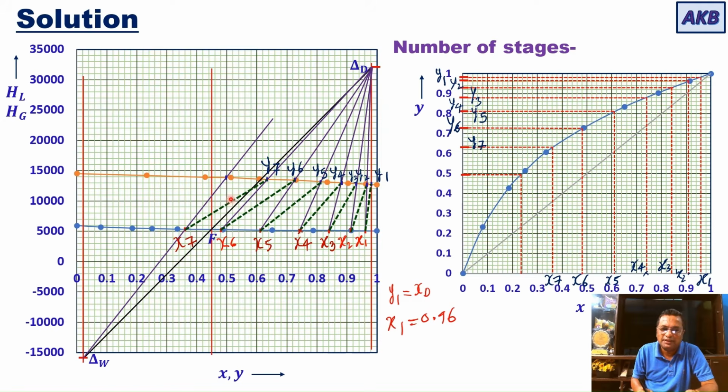Next, we will read this value of Y, which is Y8, and in this case the value comes out to be 0.5. Actually it is 0.49. You can check. So let me call this Y8.